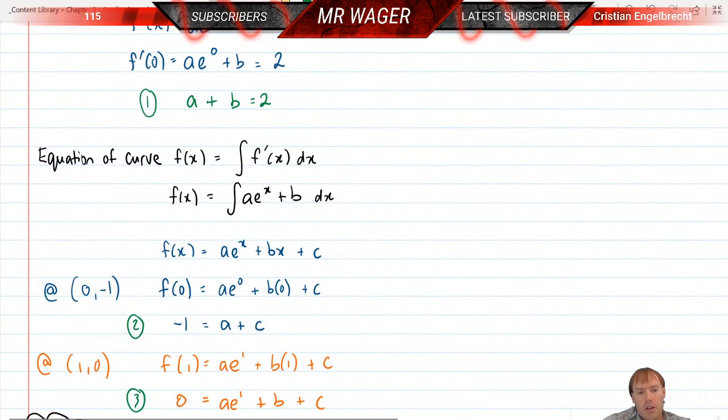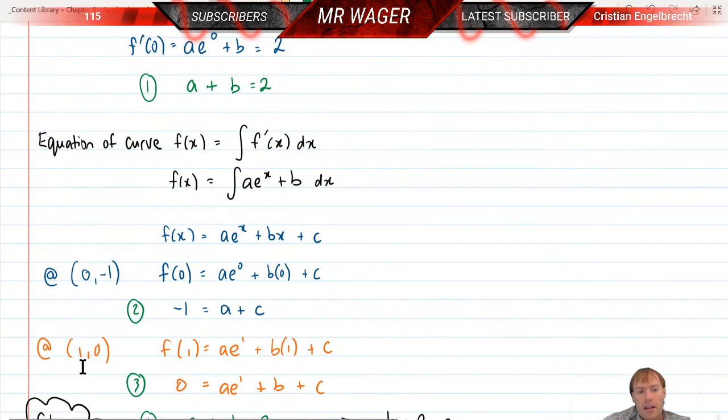The final coordinate clue is this one, that the original function goes through (1, 0). So same process again, we're going to substitute the x value of 1, the y value of 0, and come up with a third equation. This one's going to be a little bit more tricky because we're going to have nothing that kind of cancels out, but we're just going to get a e to the 1 plus b plus c has to equal 0.